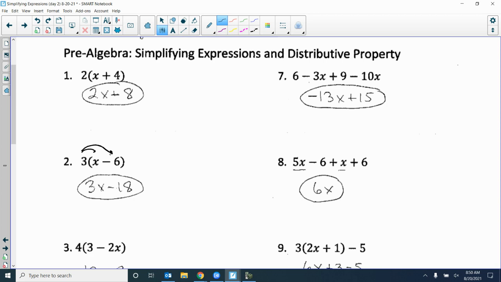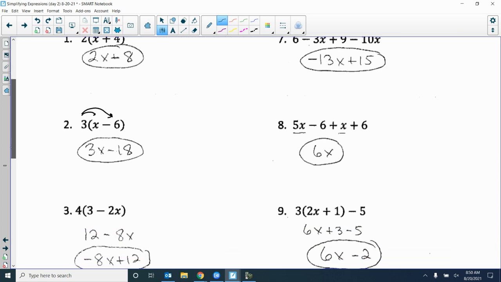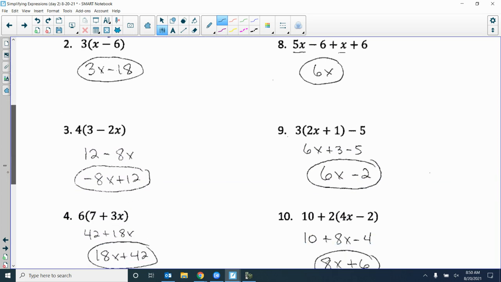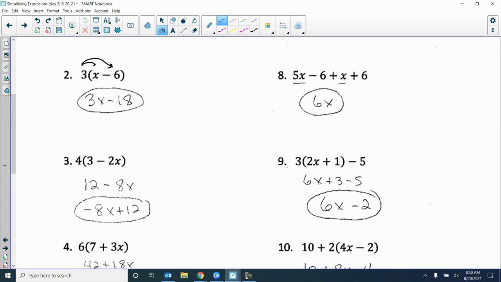Yeah, I think a lot of times on the mistakes I saw, like in number 2, you guys wrote 3x. You might have been good on that. Guys, you got to multiply the 3 times the negative 6 also. Okay, a lot of times, especially when you got down to number 10, you would just distribute the 2 to the 4x and not to the negative 2. That's the big mistake I saw. And we're going to hit this again because this is a hard topic.